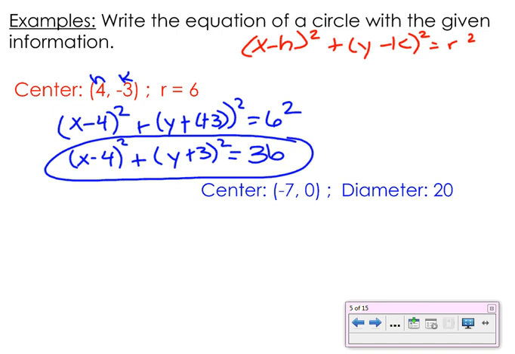So our final equation would read x minus 4 squared plus y plus 3 squared equals 36.